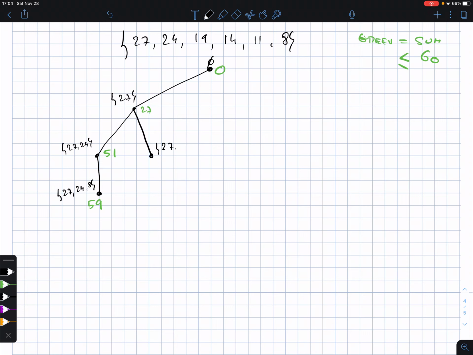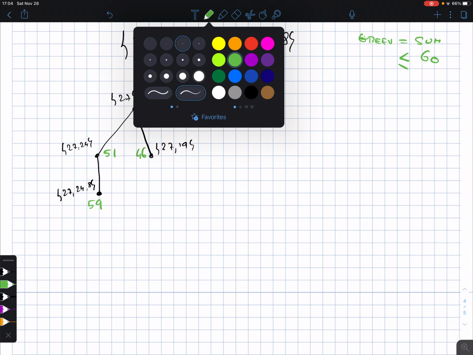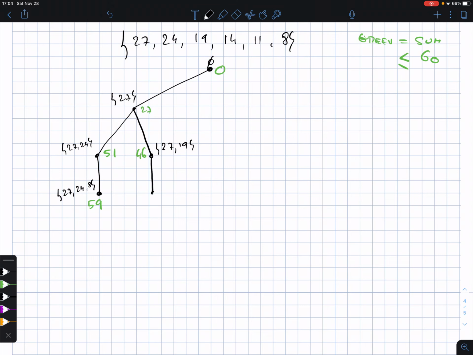So 27 and 19, and the sum of those two is 46. Okay, what can I add to 46? Oh, I see it already. I cannot add 19, but I can add 14. So this is quickly over. It's a bit too easy, actually, this one. I didn't realize that. It is 40, 50. Yeah, this is 60.